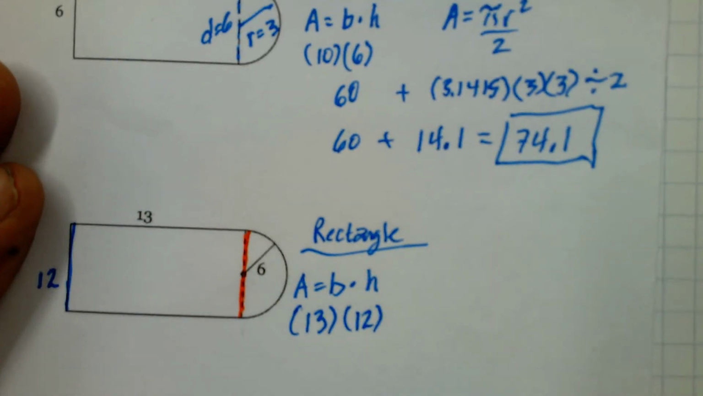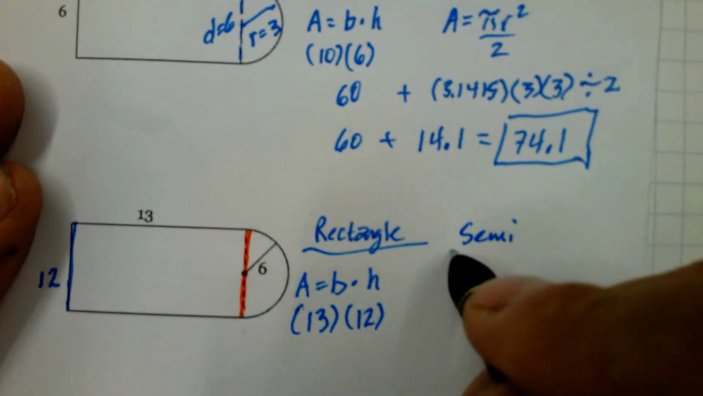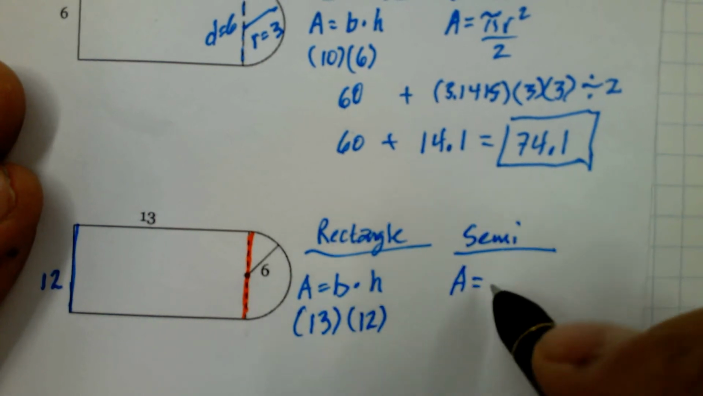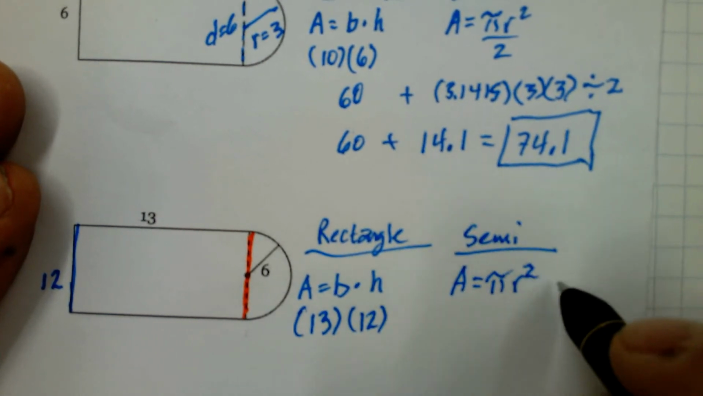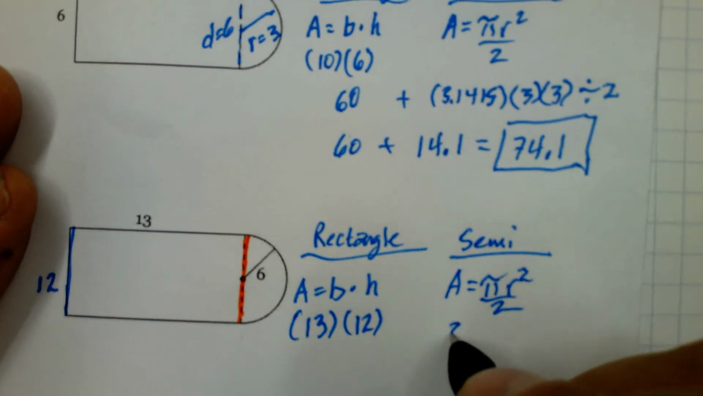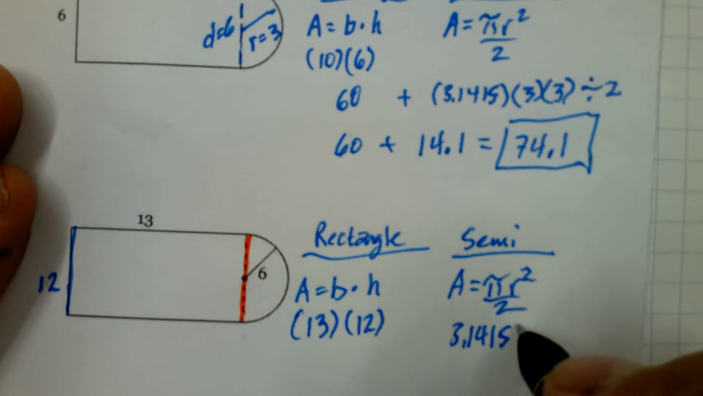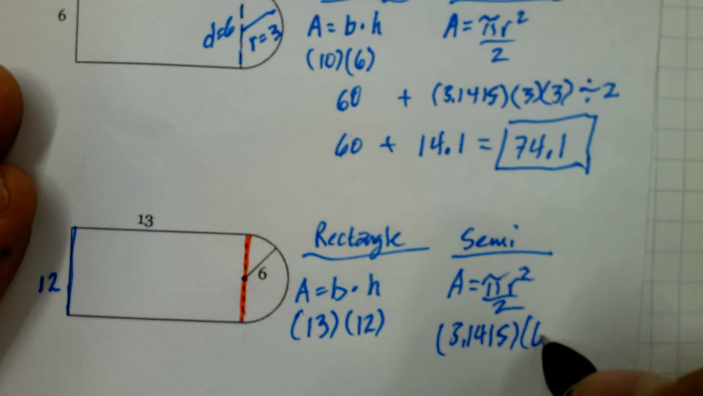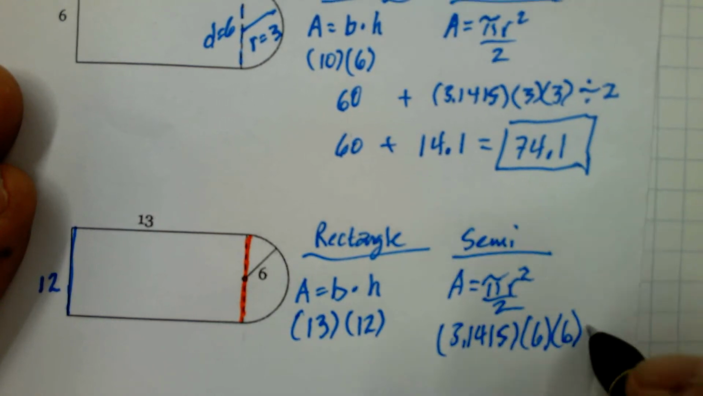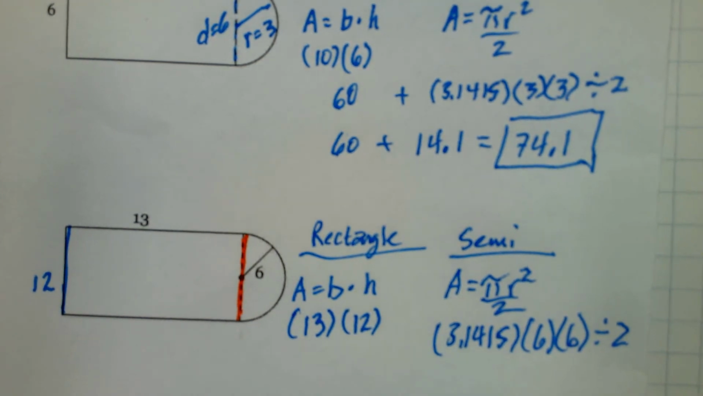And this time our radius is 6. So for the semicircle, it's still going to be pi times radius squared divided by 2. And so we're going to do 3.1415 times 6 times 6, and then divide that by 2. Okay. So let's see what we get. Let's multiply 13 times 12.